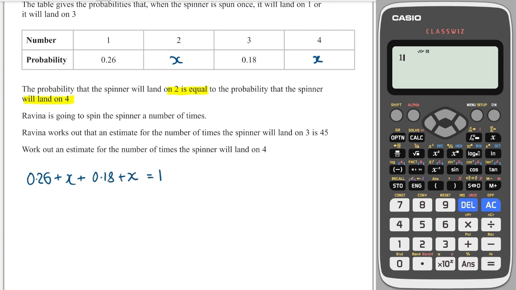So that equals 1. Simplifying, I get 2x, and 0.26 plus 0.18 is 0.44. Subtracting that 0.44 from both sides gives me 2x is equal to 1 minus 0.44, which is 0.56. And then dividing through is going to give me 0.28. Okay, so that's really helpful. I can replace these now with 0.28.